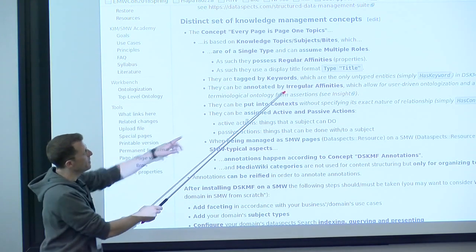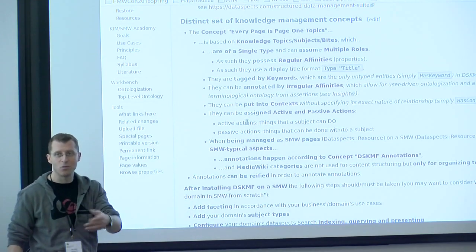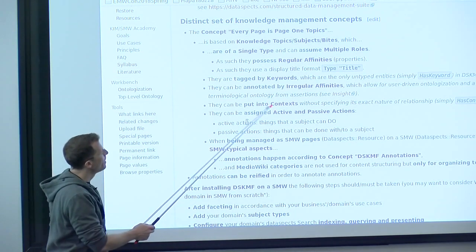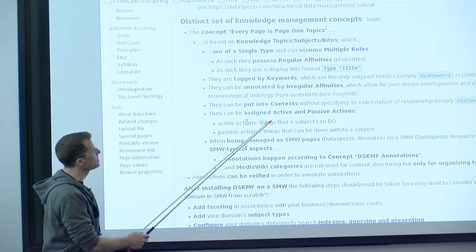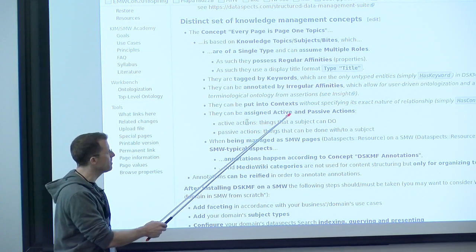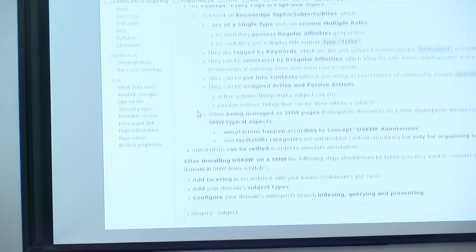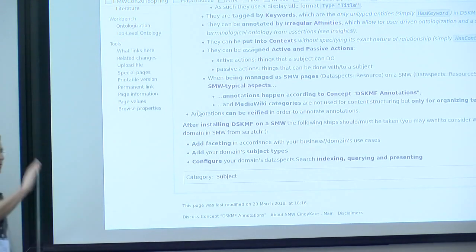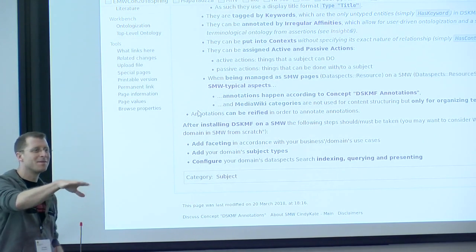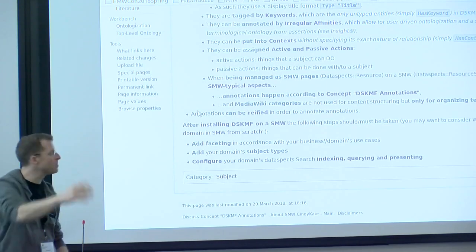And then irregular affinities. That's what we had when your coworkers add information or annotations that you were not forecasting, put into several contexts. Active and passive actions is something that is not yet implemented, that will come. The idea there is, when you surf through the transportation routes, so you surf through your domain.